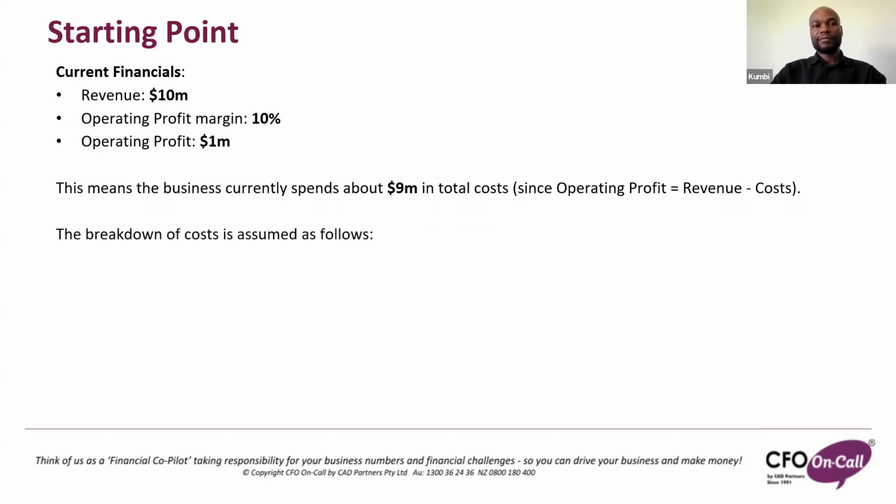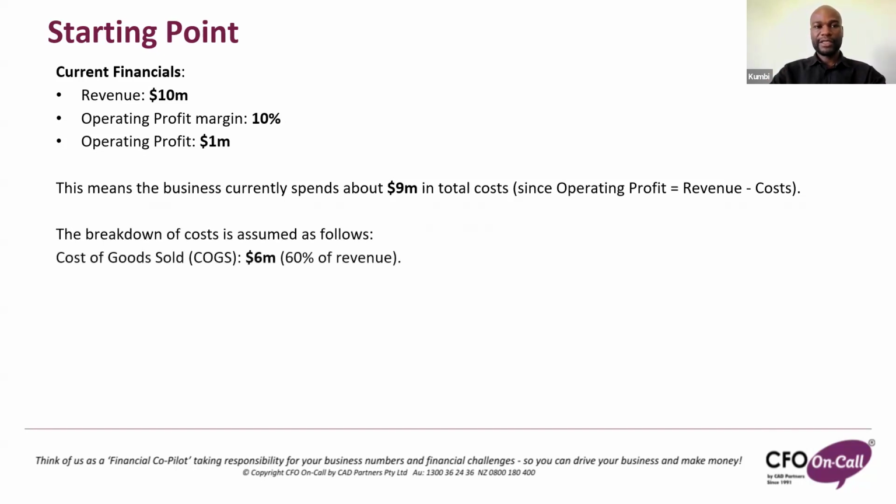Now this business has a total overhead cost of $9 million because we are saying $10 million less $1 million profit. It means the balance is total expenses for the business. So a key takeaway point here is that our profit is always going to be total revenue less total costs.